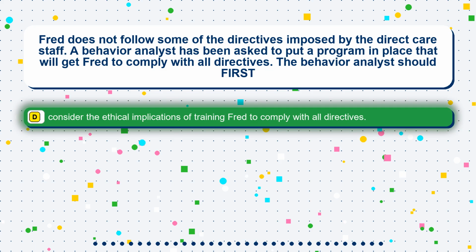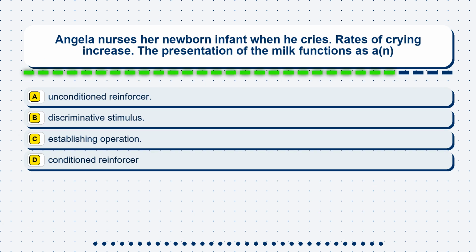The correct answer is Option D, consider the ethical implications of training Fred to comply with all directives. Question 19. Angela nurses her newborn infant when he cries. Rates of crying increase. The presentation of the milk functions as an: Option A, unconditioned reinforcer; Option B, a discriminative stimulus; Option C, establishing operation; Option D, conditioned reinforcer.